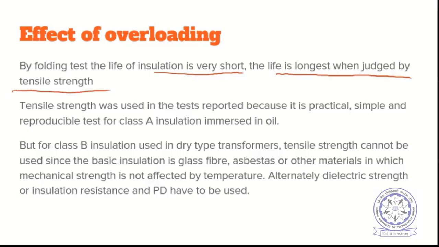These are mechanical testing procedures actually. Tensile strength was used in the tests reported because it is more practical, it is also simple, and more importantly, it is reproducible. Whenever you report some results, unless they are reproducible, they have no meaning. Suppose you use a folding test, one sample breaks after, say, 1 minute of aging, another sample breaks after 1 year, then it is not a reliable test, right? So we need reproducible results.